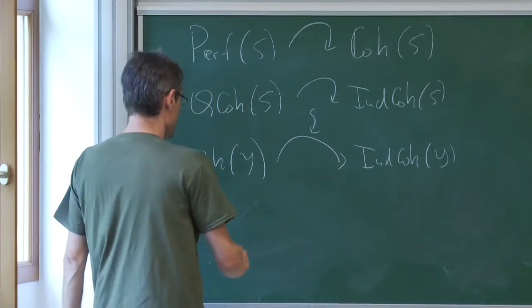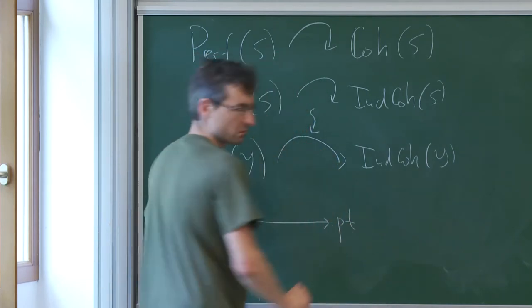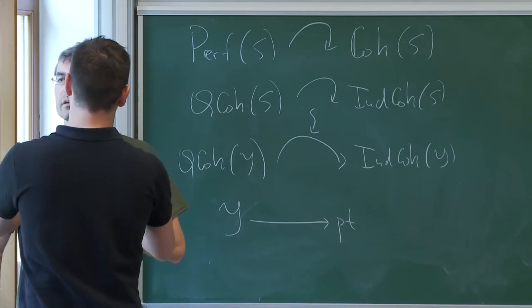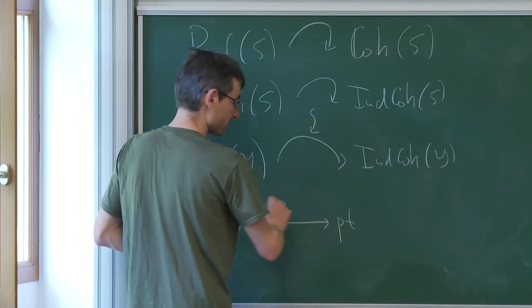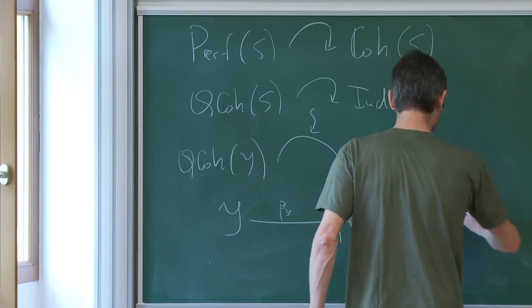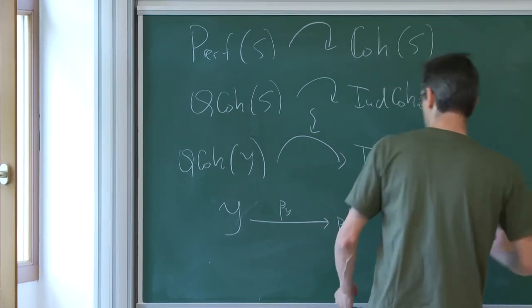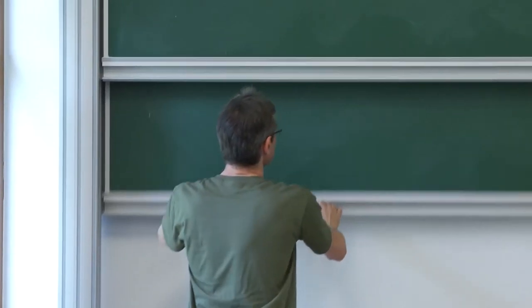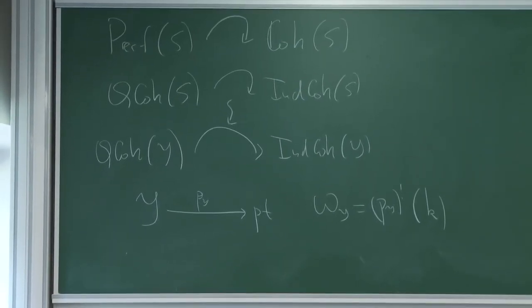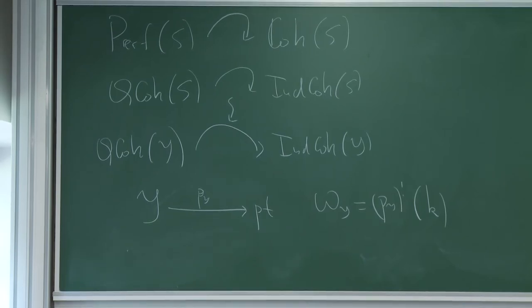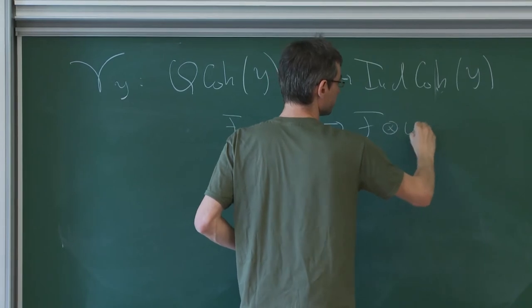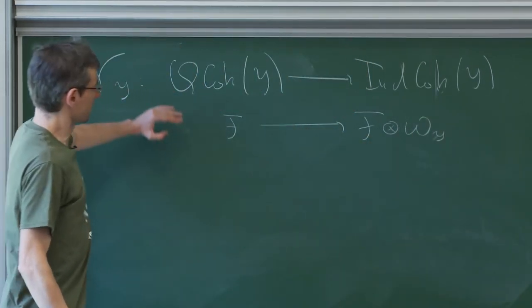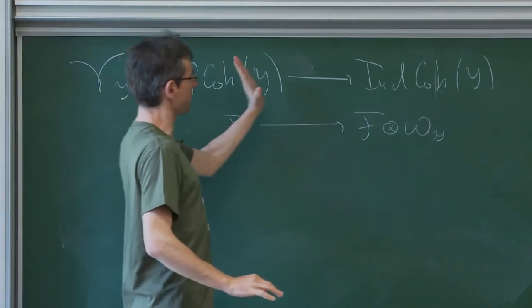On the other hand, if you have any scheme or stack, there is a canonical map to the point. And you define the dualizing sheaf to be the pullback, of course. And so using these two pieces of structure, you define a functor. I'll call it upsilon. For any Y, it's a functor that goes from QCoh of Y to IndCoh of Y, namely, action on the dualizing sheaf. F maps to F tensor omega Y.